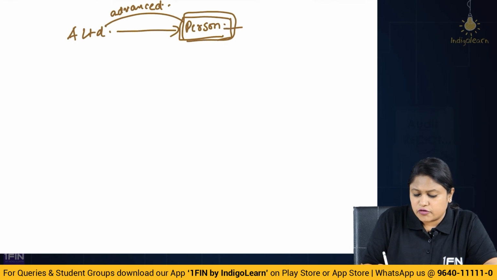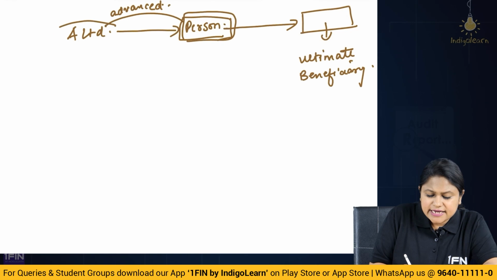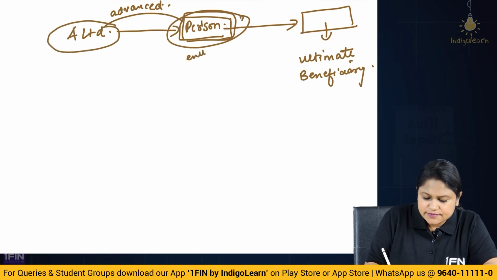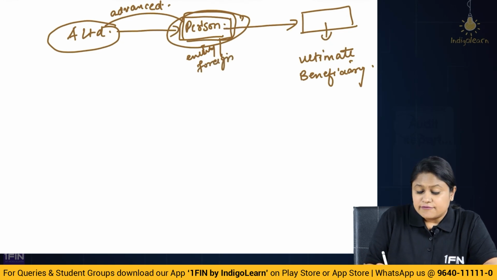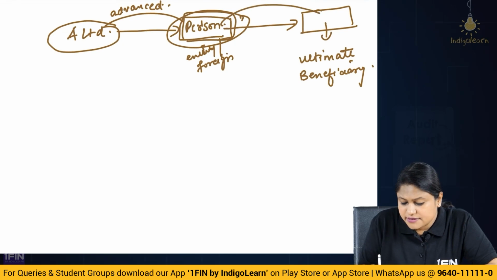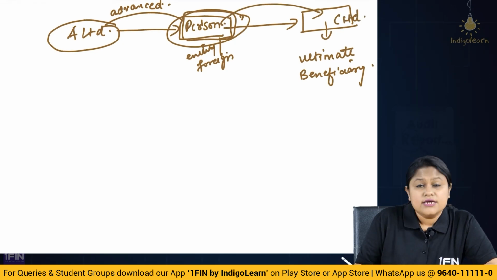that this money so forwarded, this money so advanced should be given to another entity, which we consider to be the ultimate beneficiary. Means the company has advanced money to a person. Okay, it could be any entity, including foreign entity, with an instruction that this money should be further forwarded to whom? Another company, assuming it to be C Limited. C Limited will be considered to be the ultimate beneficiary.